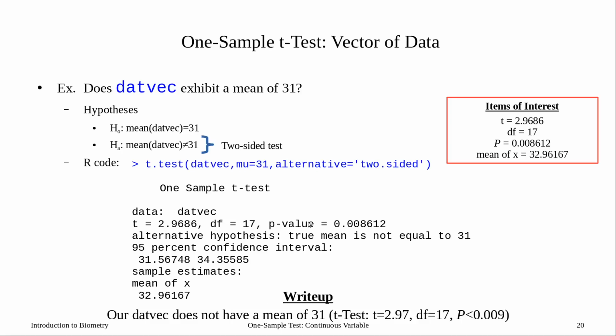We've got our hypotheses, we get the same output, and now what's our write-up? Our write-up is that our data vec does not have a mean of 31. We ran a t-test, our t observed is 2.97, degrees of freedom is 17, and our p-value is less than 0.05. We hit all 5 items of interest. Now, we didn't have to calculate t observed ourselves. R does that for us. We didn't have to generate a critical value or manually use the pt function to get a p-value. R does that for us. So when we have a vector of data, it's very easy to do a t-test.